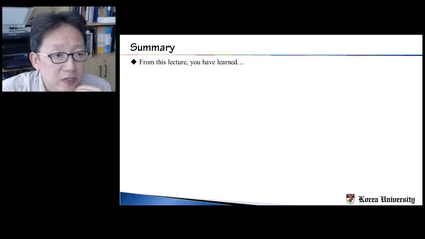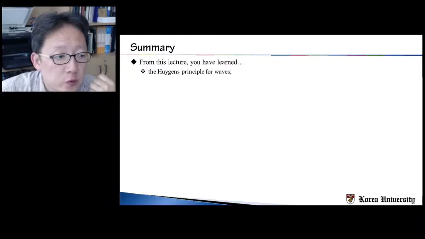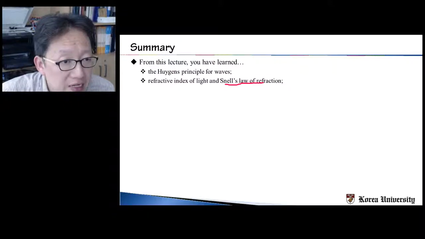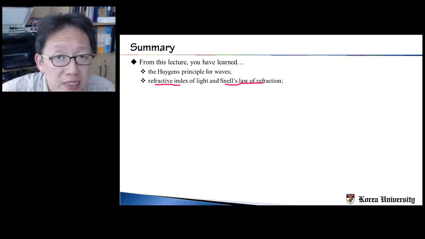Okay, let's finally make a summary of this chapter. Today we have learned many things, right? Okay, we first learned the Huygens principle for waves. So it was good not just for light, but for any waves. And using this Huygens principle, we learned Snell's law of refraction. And before doing that, we actually discussed the concept of the refractive index, which was the indication of the slowing down of the light in the medium.